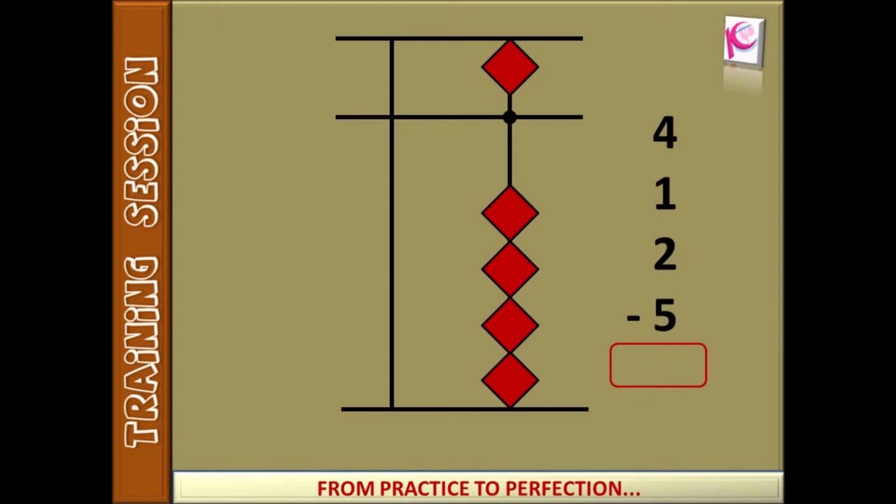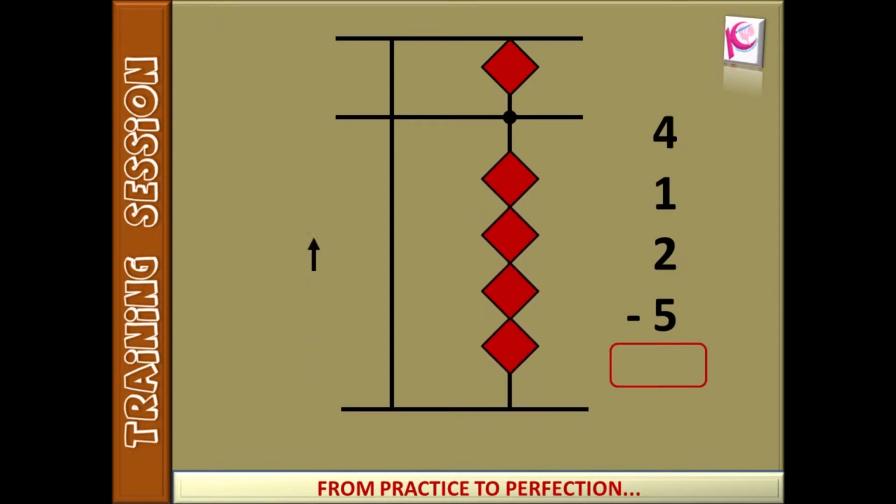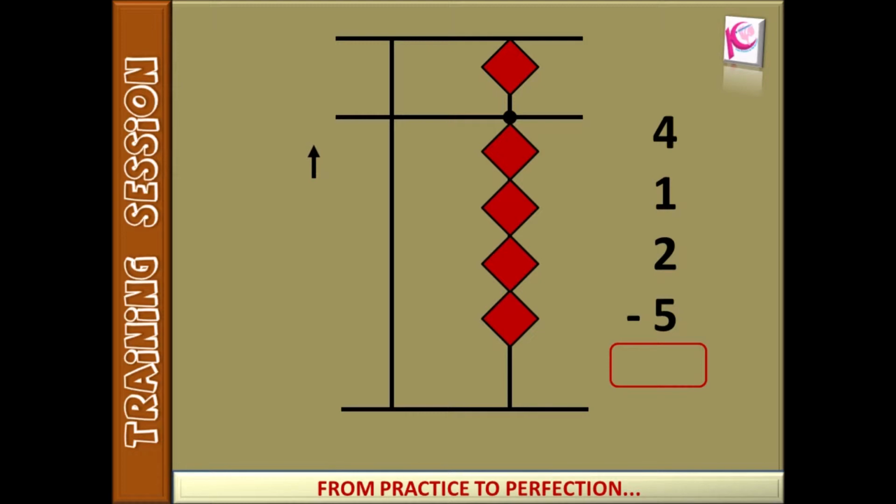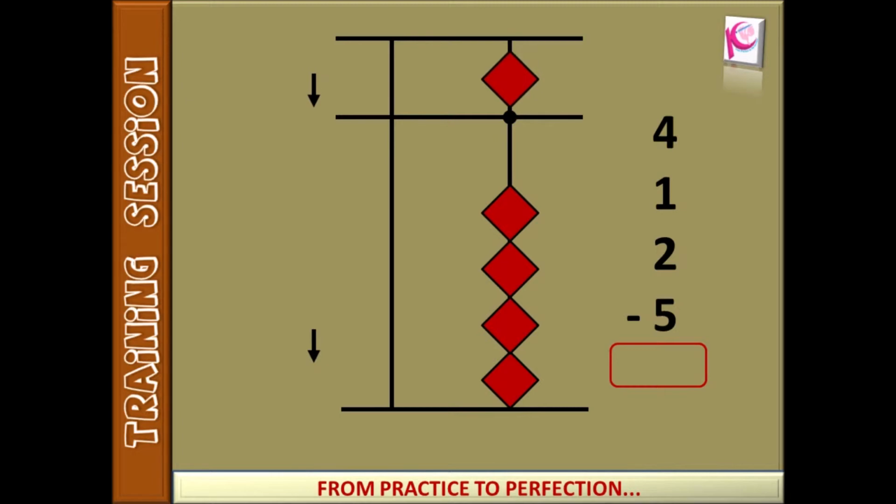We take out 4. Now we have to add 1 to it. How will we do? We will use our small friend. Who is the friend of 1? 4. 4 down, 5 down. Now 2 less 5. We have the answer 2.